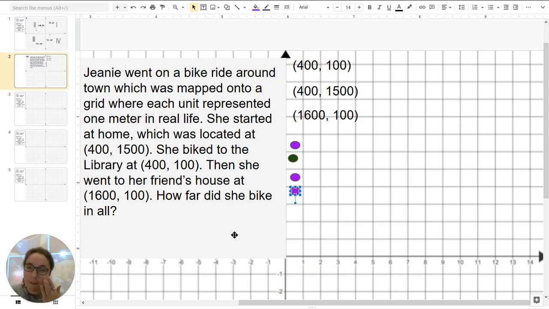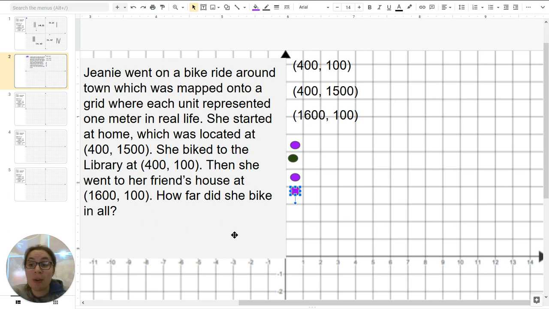She biked to the library at 400, 100. Then she went to her friend's house at 1600, 100. How far did she bike at all? So we're trying to figure out the distance between points here. That's our goal. We want to find how far between each point we have.